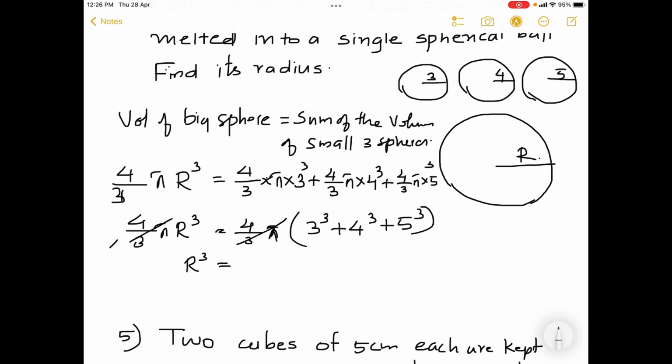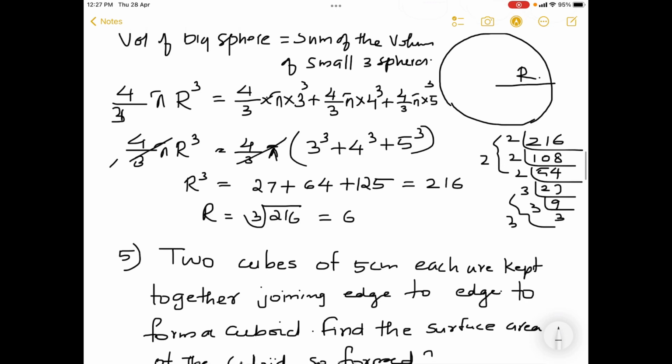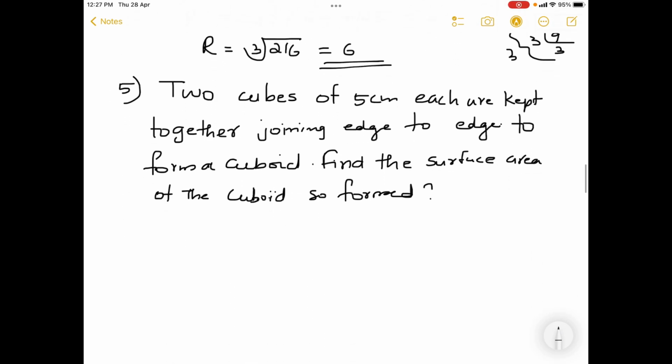4/3 pi and 4/3 pi cancelled. r cube is equal to 27 plus 64 plus 125, is equal to 216. r is equal to cube root of 216, is equal to 6. Since it is a cube root, three numbers are taken as one group: 2 into 3 is equal to 6. r is equal to 6.